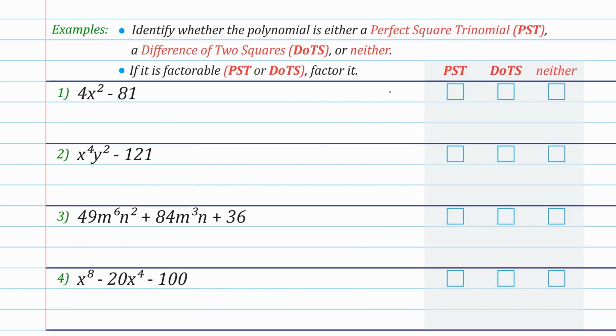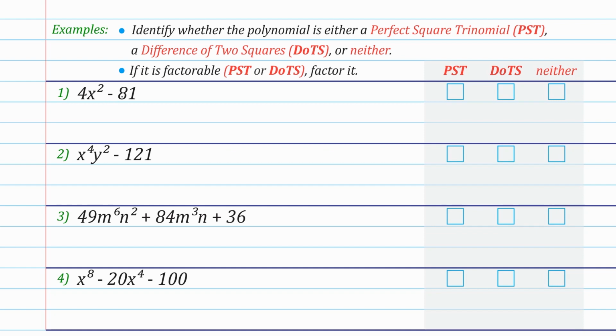Let's identify whether the polynomial is either a perfect square trinomial, a difference of two squares, or neither. If it is factorable, kung PST siya or DOTS, factor it. Let's look at number 1. We have 4x² minus 81.